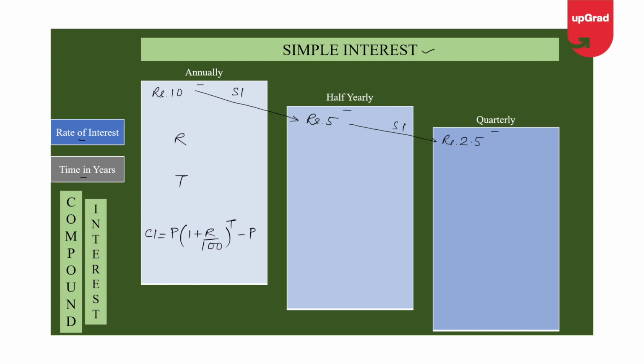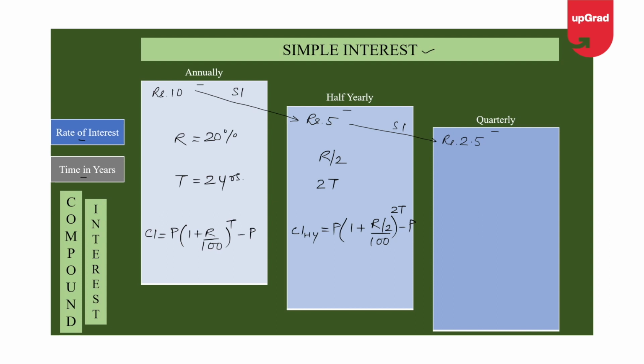In case of half yearly calculation, my rate of interest becomes half, that is R by 2, and my time becomes double, that is 2T. So my formula for compound interest in case of half yearly becomes P multiplied by (1 plus R by 2 by 100) to the whole power 2T, minus P. Now see what has happened here. Suppose my rate of interest was 20% and my time was 2 years.